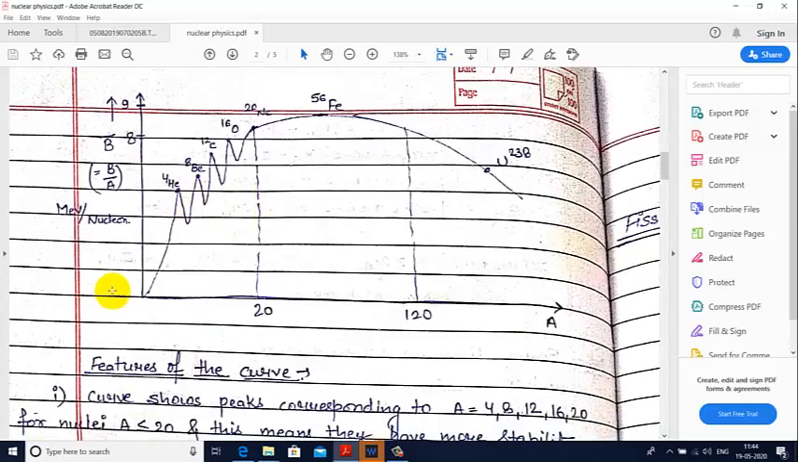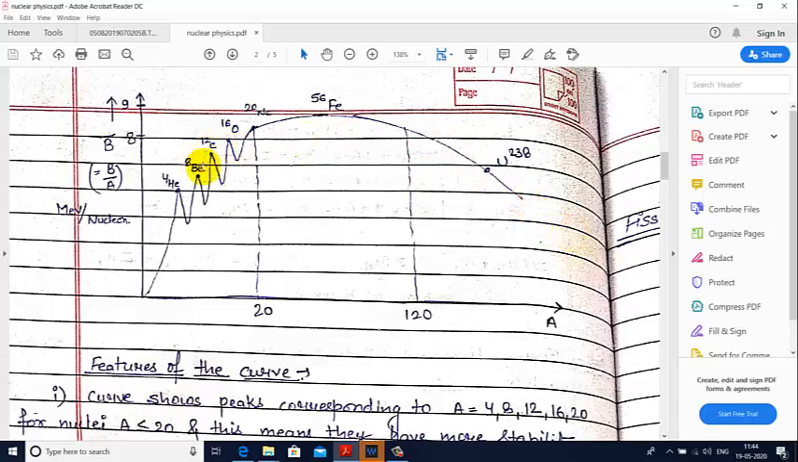So this is the binding energy curve. Initially, for nuclei having mass number between 0 to 20, the values of binding energy per nucleon are less, and then for nuclei with mass number 20 to 120, the values of binding energy per nucleon are highest, and it is maximum for 56Fe. Then after 120, the value of binding energy per nucleon decreases as the mass number is increased.